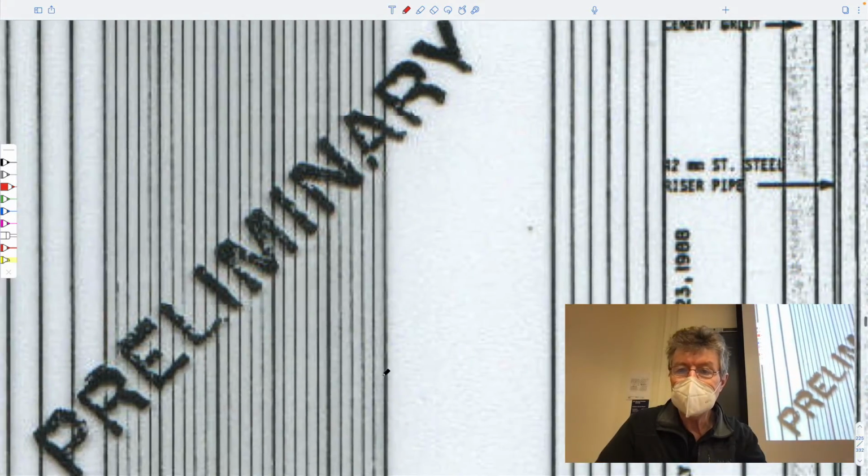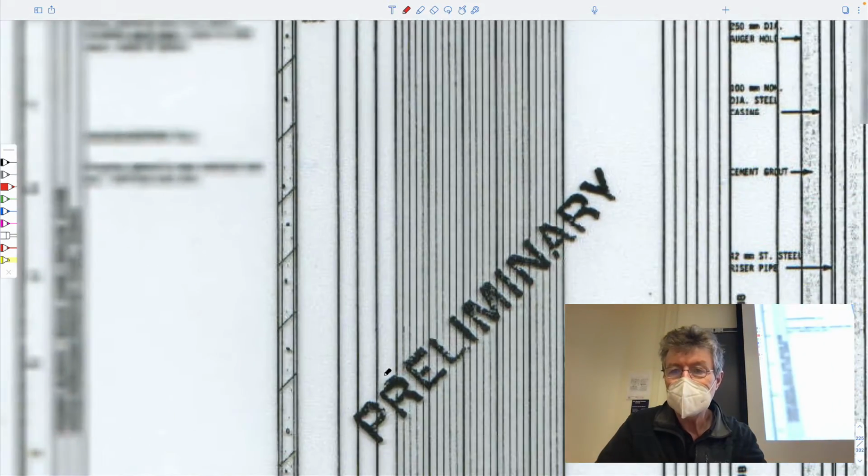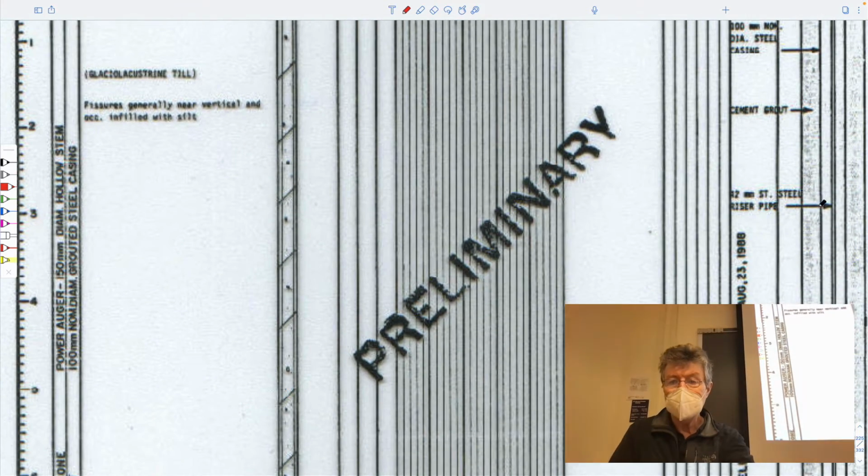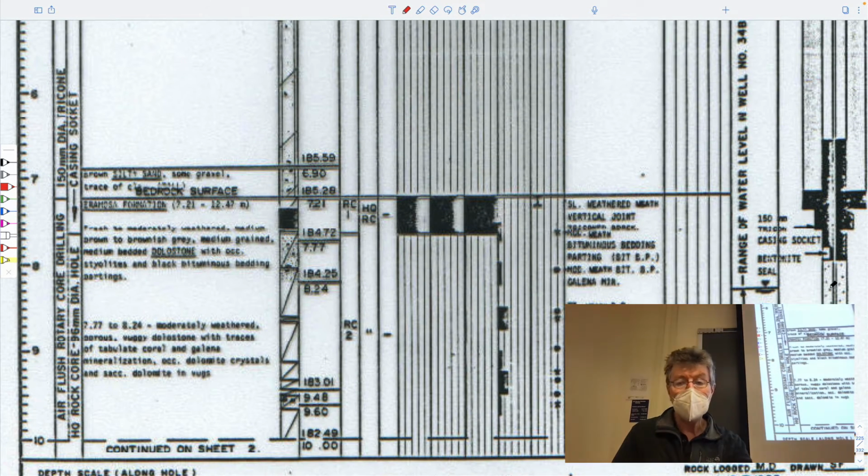The information on the right hand side is in terms of completion. The initial part of the hole was drilled by auger, casing was put into that, and the casing was grouted in place. There's a steel riser placed within the casing, the water level at drilling was down here, and a piezometer was placed in the bottom of this hole. We'll talk about that also.